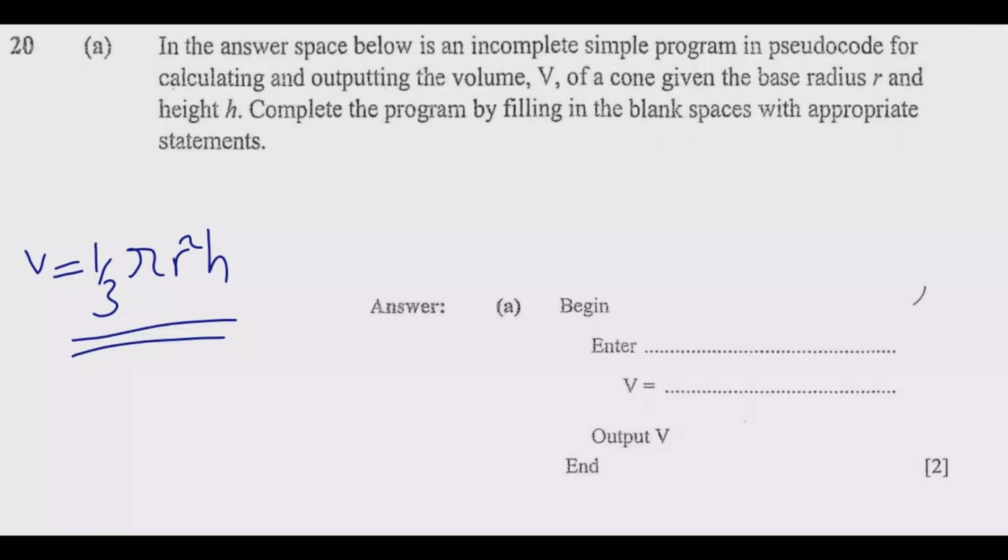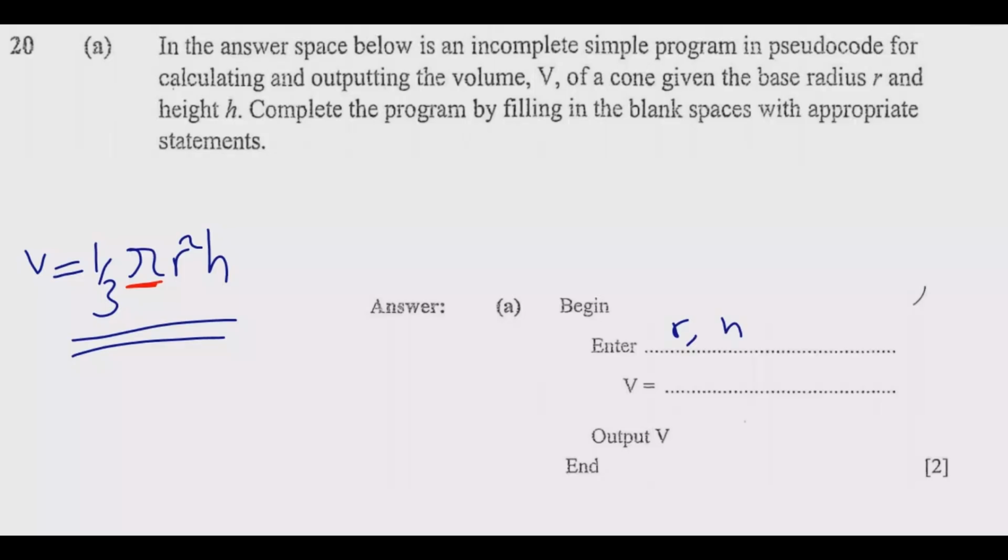So the first thing that we need to do is enter the value of R and H. Remember, the pi is already encoded in the program. We just need to call it. So the first thing is we need to enter the value of radius and height.